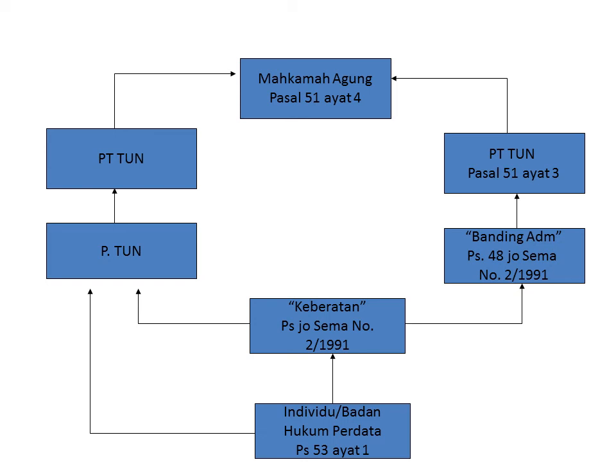So here you can see the diagram, individual to keberatan. If the keberatan is rejected, you continue to the administrative appeal, the right side. Well, this is my mistake, that actually there is one line missing here. Actually, sometimes the law says you can go directly to banding administratif, but it's missing here. It's my bad, sorry. So the individual can also directly go to the banding administratif without following keberatan.